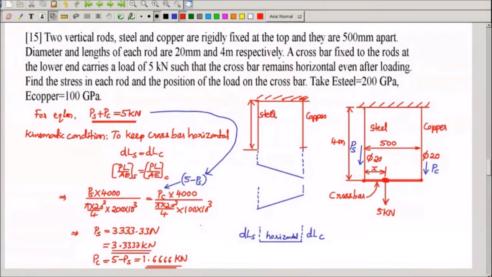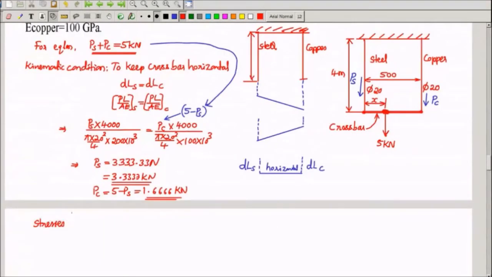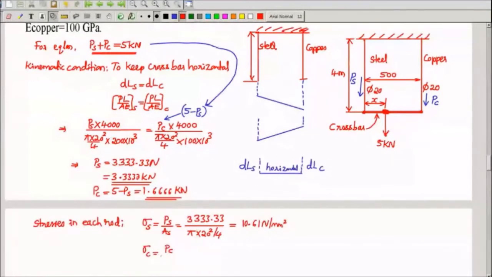Once you know PS, you can always find PC as 5 minus PS, 5 minus 3.33, which is 1.6666 kilonewton. Now what else is required? We have to find out the stress in each rod. Another thing is we have to find out the position of the load on the crossbar. Stresses in the rod for steel, PS by AS I have to do. 3333.33 divided by area is pi into 20 square by 4. You will get 10.61 Newton per mm square. For copper, if you do PC by AC, 1666.66 divided by pi into 20 square by 4, you will get 5.305 Newton per mm square.